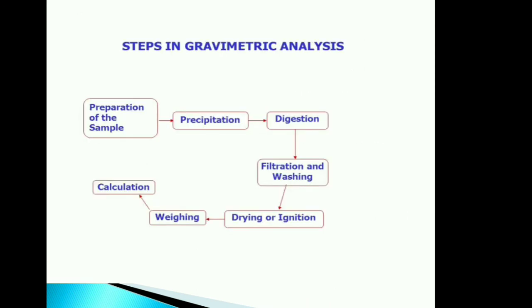So student, in today's lecture we studied the steps of the incineration process in gravimetric analysis. Generally, to collect the precipitate in gravimetric analysis we have to carry out some steps. The first step is preparation of the sample. After that, precipitation of the sample. Then the digestion process is carried out, then filtering and washing of the precipitate. After that we carry out the drying or ignition process. Then weighing of the precipitate is carried out in the incineration process, and after collecting the sample we calculate the result by the gravimetric analysis method.